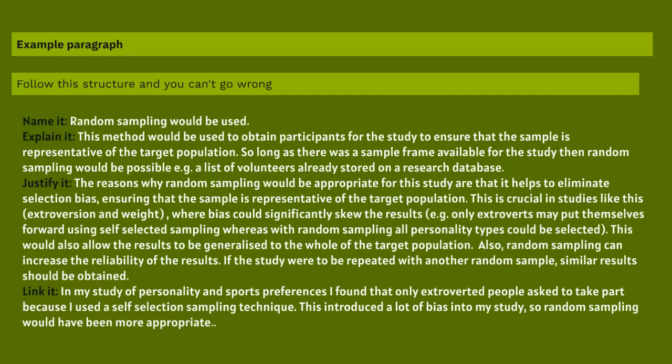Now, the next part is to explain that. So I've chosen random sampling. I don't need a big, long, lengthy explanation of what it is. I need to tell the examiner how it's going to be used in this study. So as it says on the screen there, it would be used to obtain participants to ensure the sample is representative. So long as there's a sample frame, note the technical language there, that just means a list of volunteers, then I could randomly select people from that.